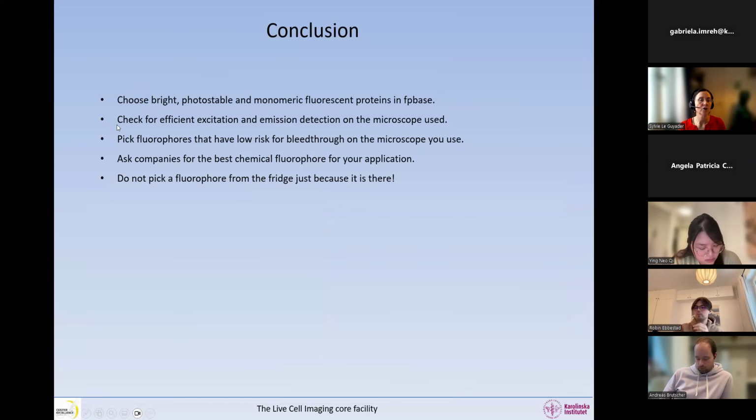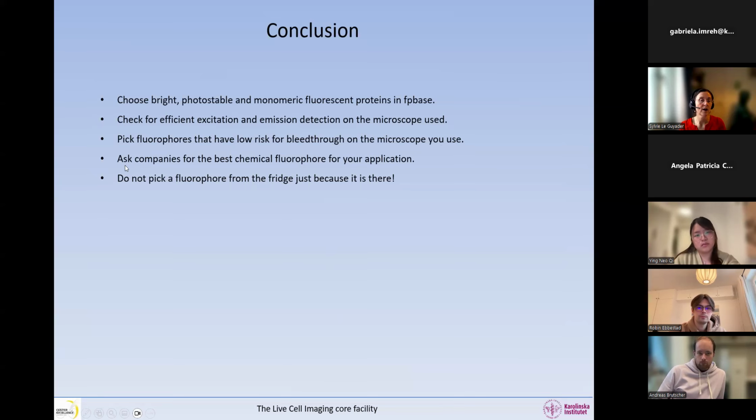You should check for efficient excitation and emission on that it works for the microscope you use, and pick fluorophores that have a low risk for bleed through on the microscope you use. So this is the stuff that we're going to do this afternoon, this workshop that we will do this afternoon.